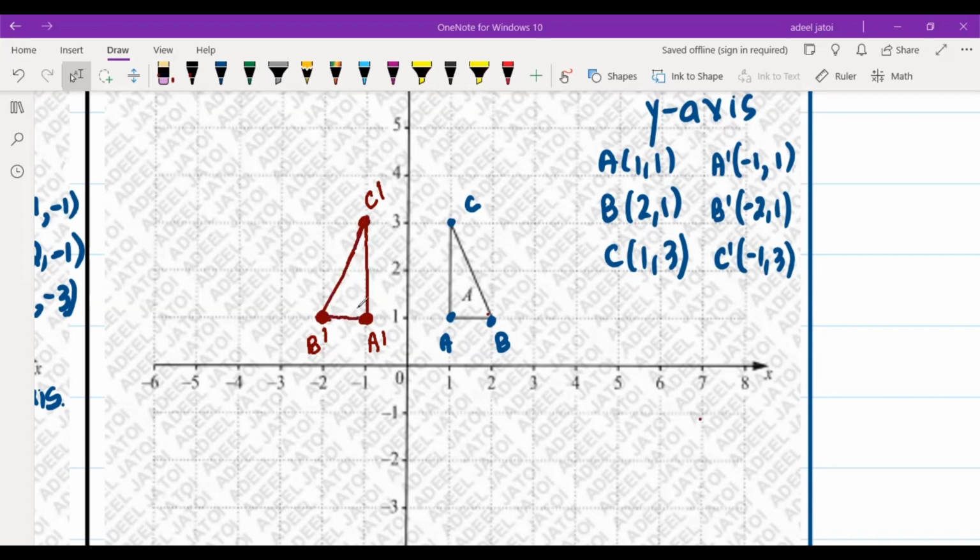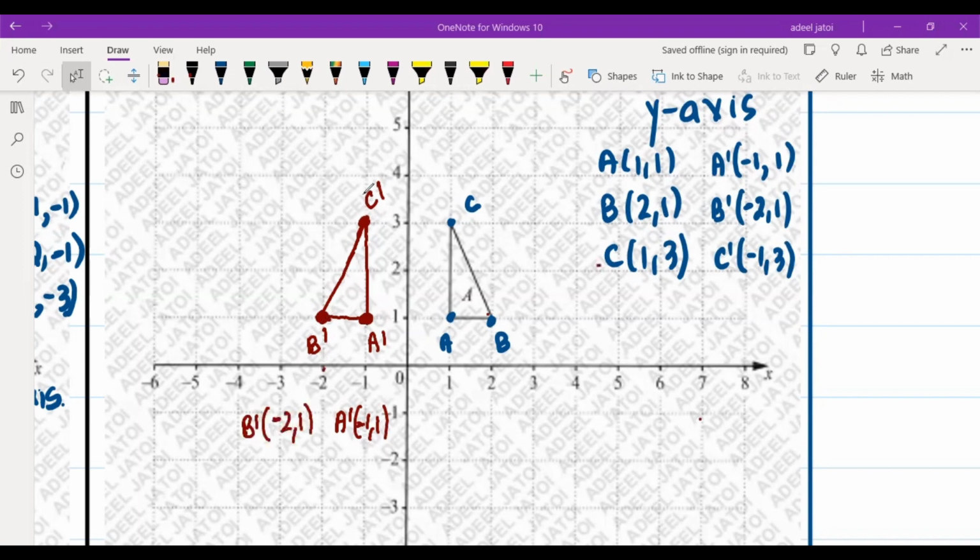The reflection triangle means your triangle A is mapped onto triangle B with the reflection using the y-axis. The coordinate of y remains the same, but the sign of the x changes. Just look at A dash here. Your A dash here is minus 1 comma 1. Your B dash here is minus 2 comma 1.